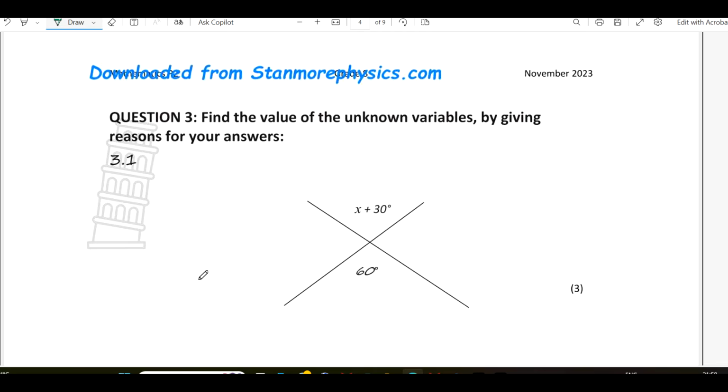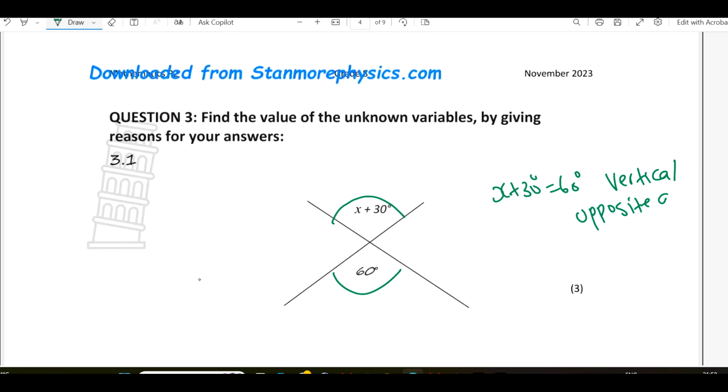Guys, we have a cross. I told you guys that whenever you see a cross, just know that it is a vertical opposite angle. This angle and this angle are equal, meaning that x plus 30 degrees equals 60 degrees, reason: vertical opposite angles. So x is going to be 60 degrees minus 30 degrees, and therefore x is going to be 30 degrees.